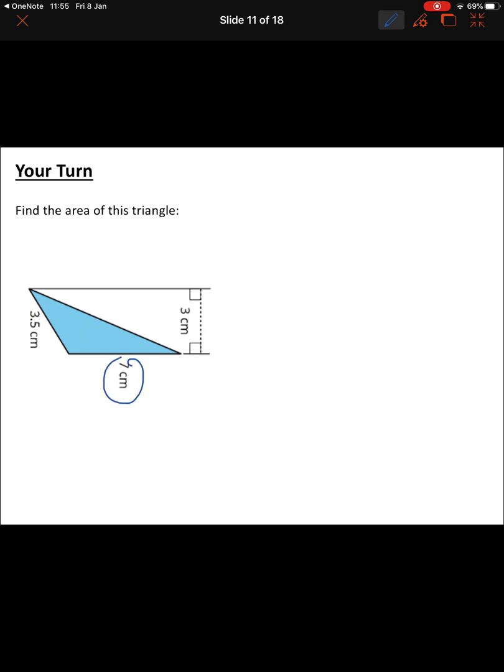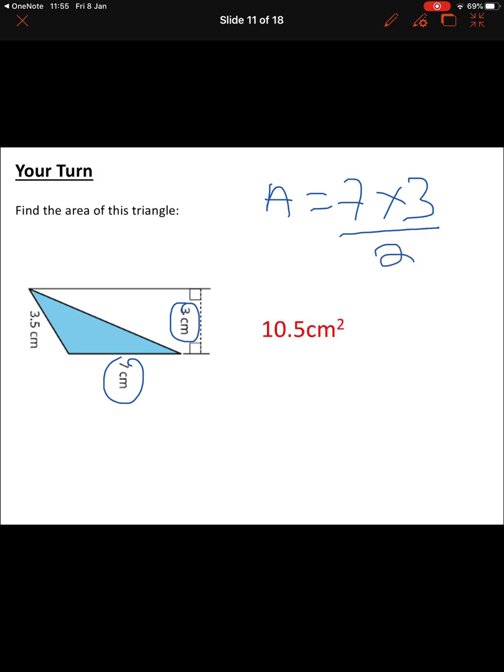Okay, now just to make it clear, your base is 7 centimeters, but 3 centimeters is at right angles, okay? So your answer should be 7 multiplied by 3, and then you half it. So your area should be 10.5 centimeters squared. Okay?